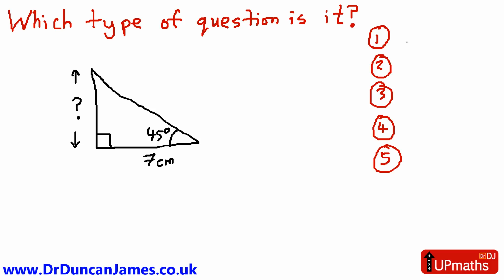Is it an equilateral triangle question? No, because at least one of the angles is not 60 degrees. Is it an isosceles triangle? Oh, do you know what it is? So that's 45. Which means that we now know straight away that that's 7 centimetres.